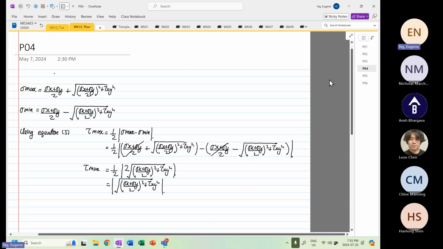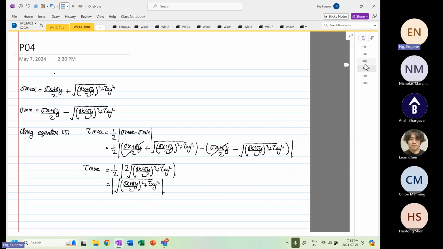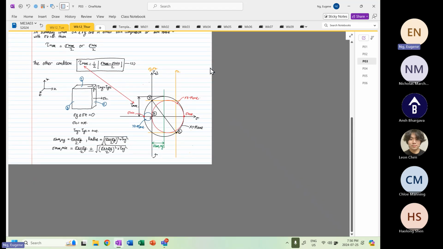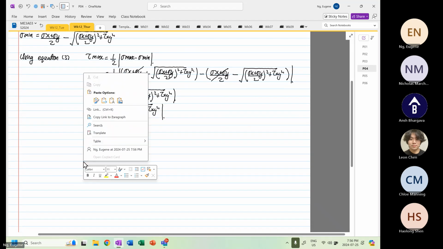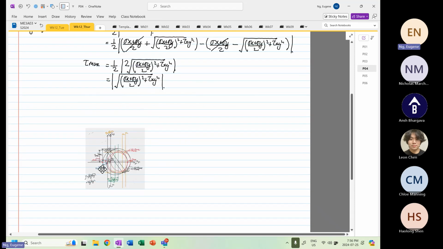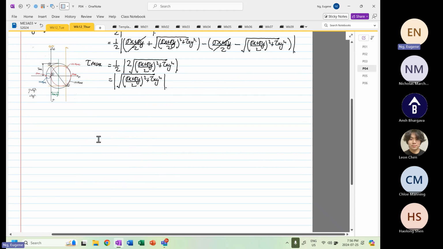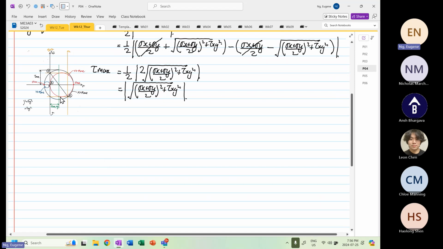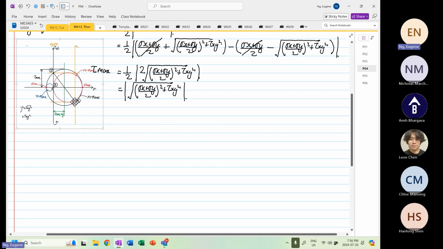So, to quickly summarize, if your Mohr circle looks like this, right? If your Mohr circle looks like this, this is the formula you use. If your Mohr circle looks like this, this is the formula you should use. However, let me draw it a bit bigger.